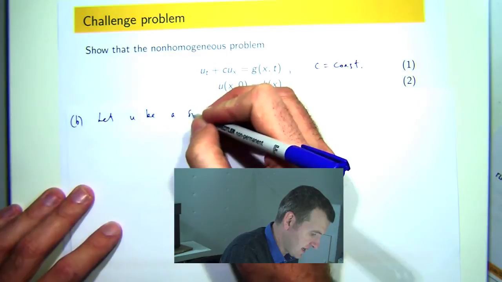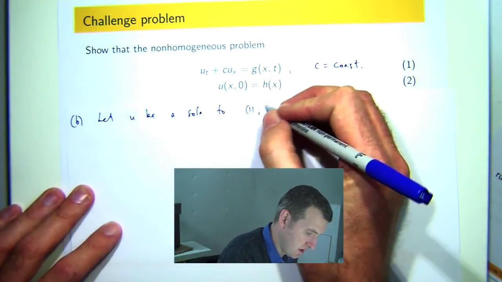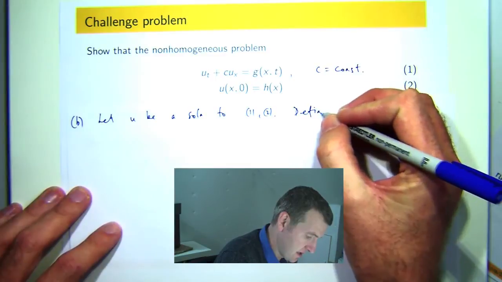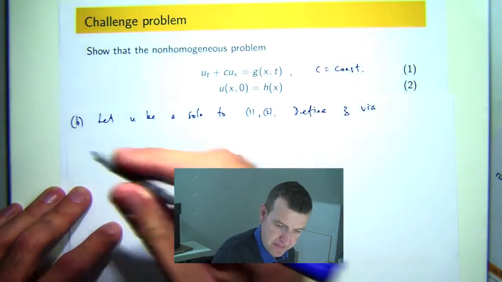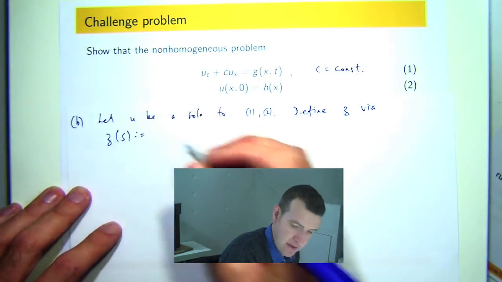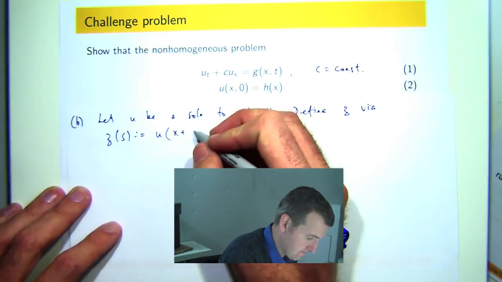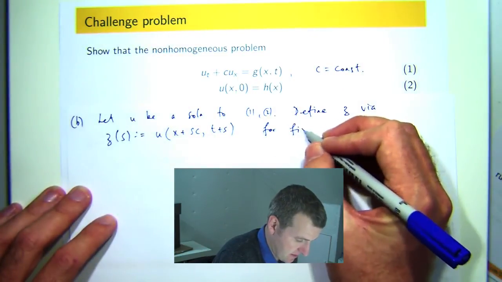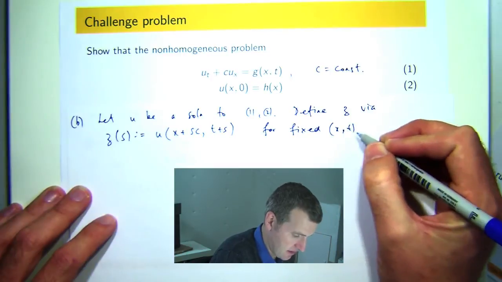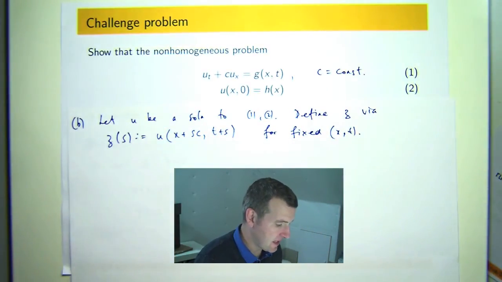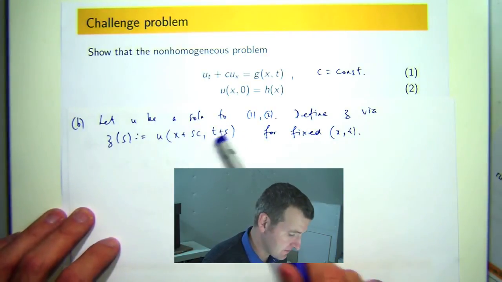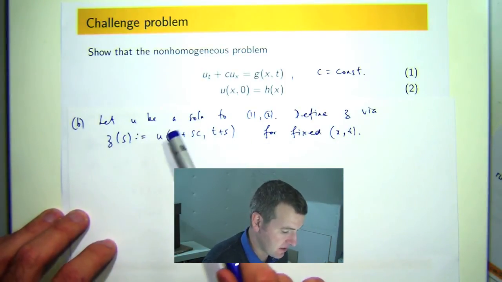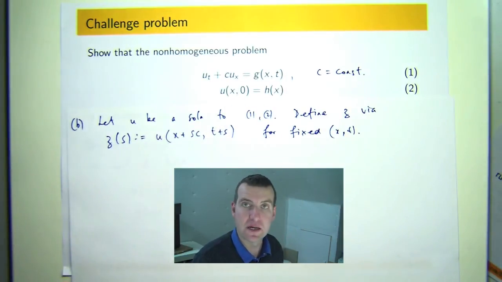Okay, let u be a solution to 1, 2. Now I'm going to define a new function here, z. Okay, z via the following. Okay, so here we're introducing this parameter s and fixing x and t, and looking, well, I guess defining z as the solution of this evaluated along a line.